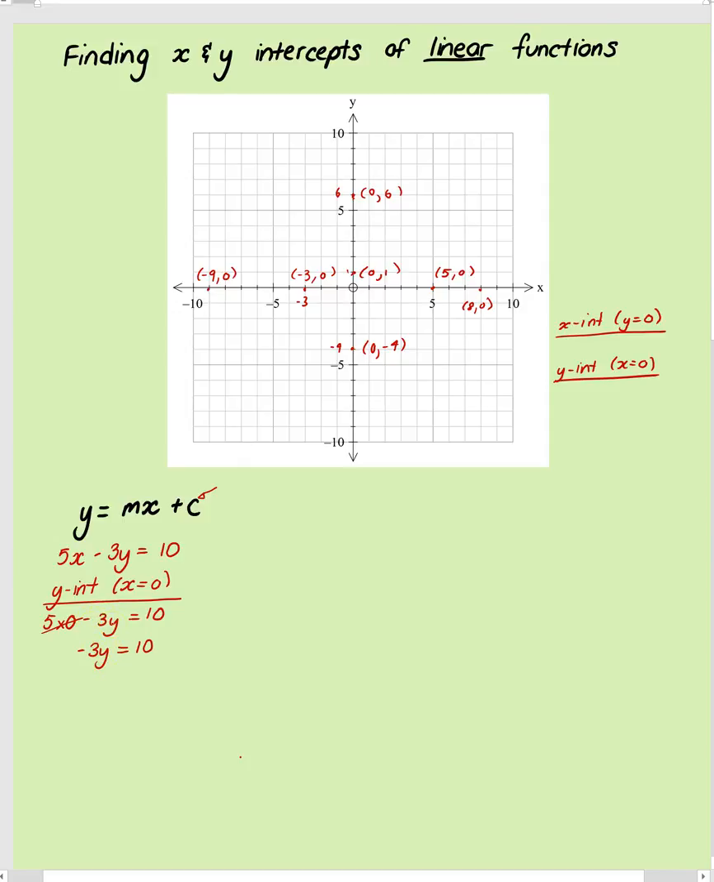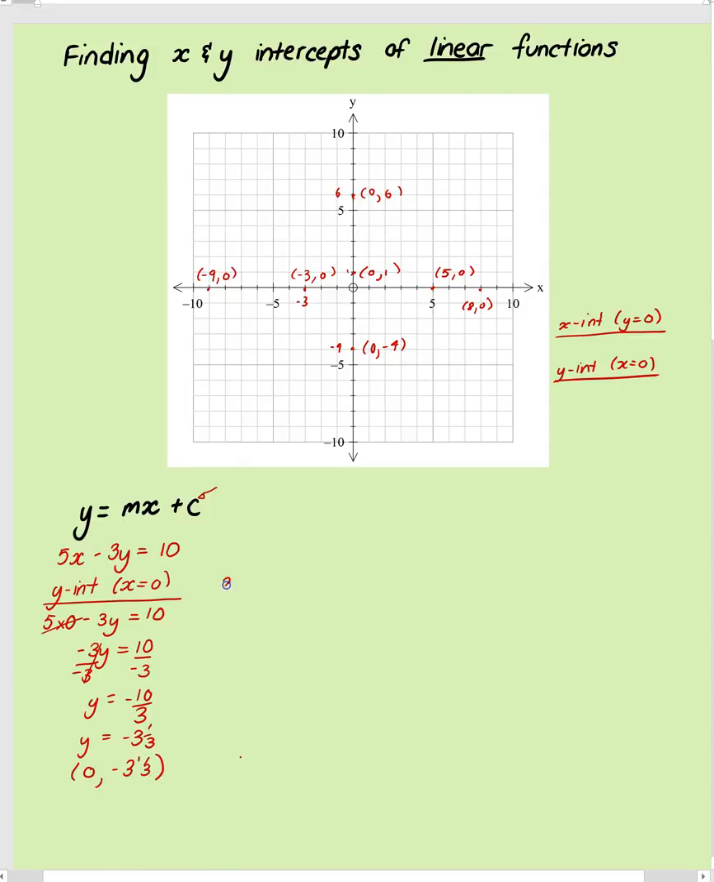Now we don't want -3y, we just want y. In between the -3 and the y is a times, and to get rid of a times we need to divide. We're technically dividing both sides by -3. When I divide this by -3, that actually cancels. What I do to one side, I do to the other, and so I end up with y equals -10 over 3, or in other words, -3 and 1/3. So that gives me the coordinate 0, -3 and 1/3.